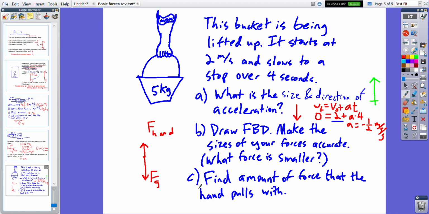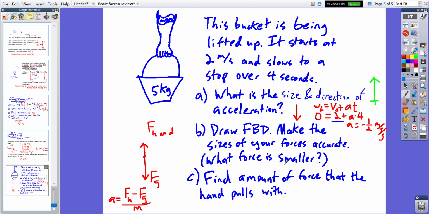Now it's time to just plug in my force equation. There are 2 ways you can set up a force equation, all right? One way is to do hand minus gravity. One reason why I might like to do hand minus gravity in this case is because I've already decided over here that up is positive. So that means I'm going to call that the positive one and that the negative one. Okay, so I'm going to do hand minus gravity. But if I do that, I need to make sure I plug in negative 1/2 for A here.